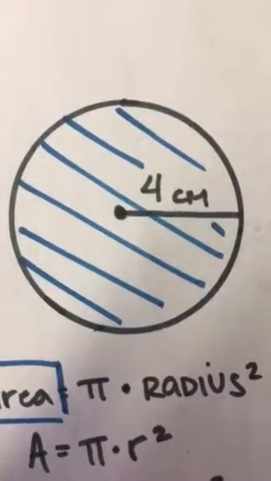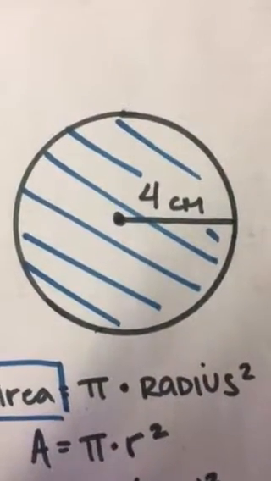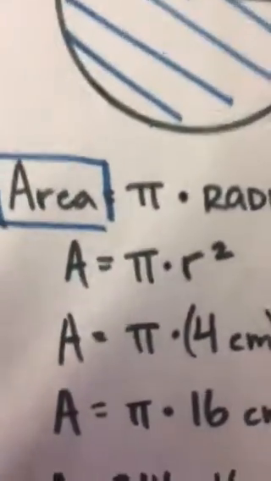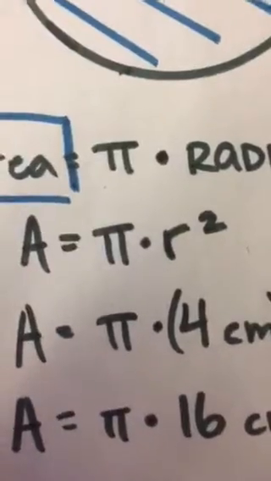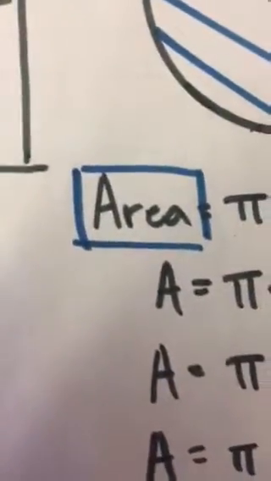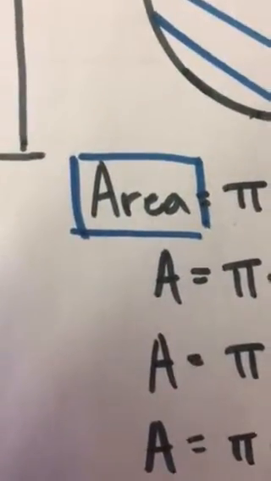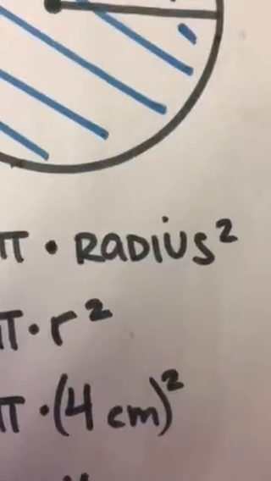Now, the area means the inside, so we're going to find this inside using a formula that you might have seen a little bit yesterday, but it's A equals pi times r squared. Now, A is the area, which is what we're trying to find, and the r is our radius.